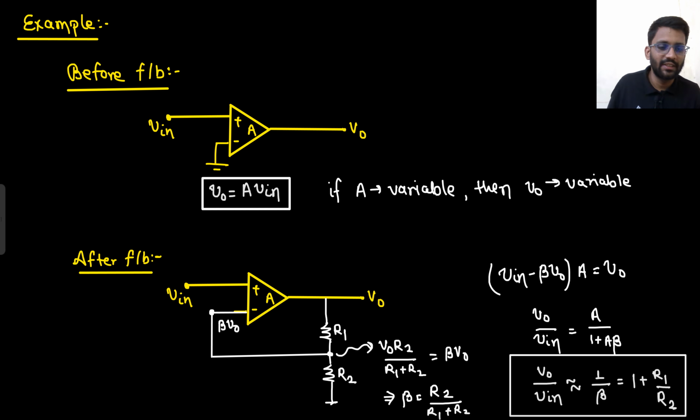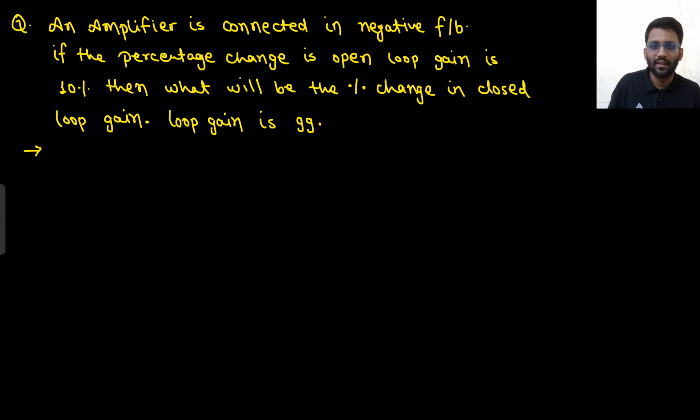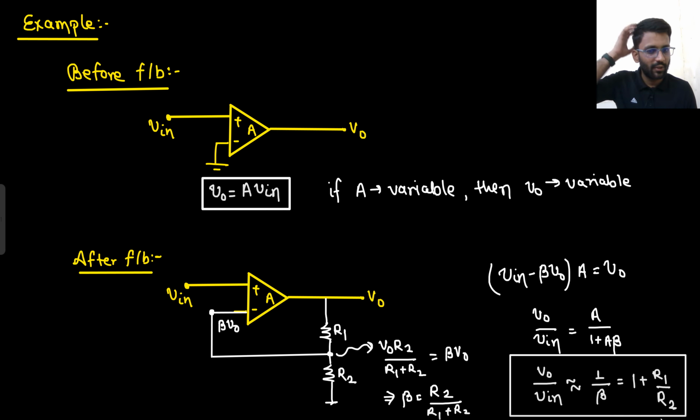Now based on this, we can see a numerical example as well. An amplifier is connected in negative feedback. If the percentage change in open loop gain is 10%, then what will be the percentage change in closed loop gain? The loop gain is 99. What is loop gain? I forgot to tell. So let's just see it very shortly. We will discuss it again.